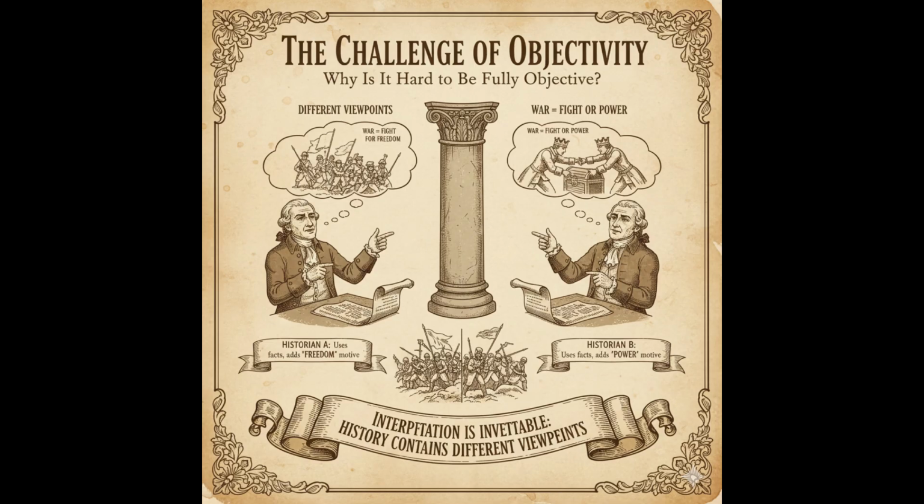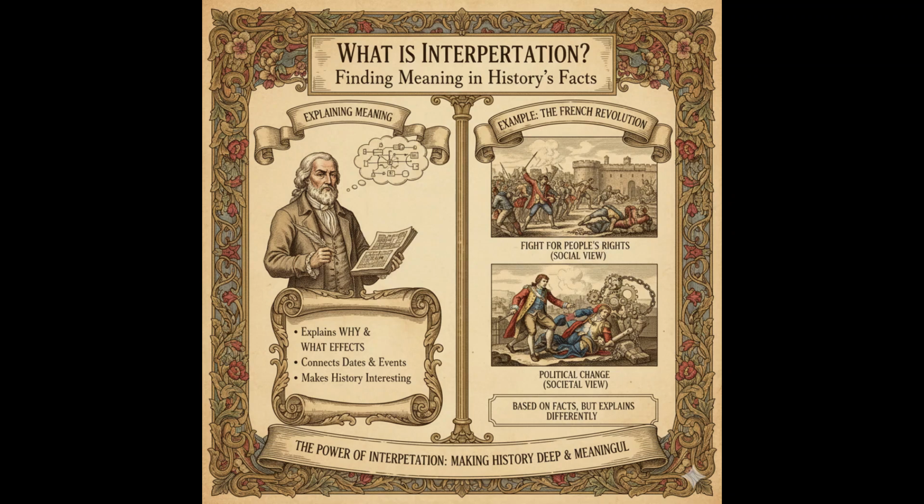For example, a war may be seen as a fight for freedom by one historian and a fight for power by another. Both may use the same facts but understand them differently. That is why sometimes history contains different viewpoints. What is interpretation? Interpretation means explaining the meaning of historical facts.